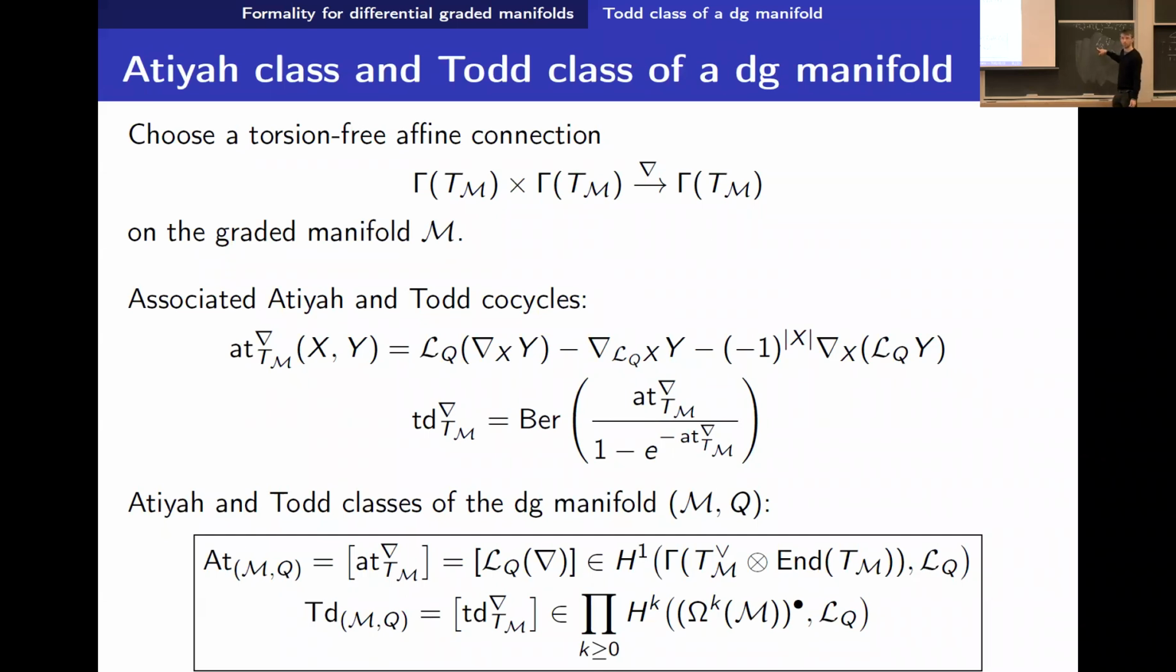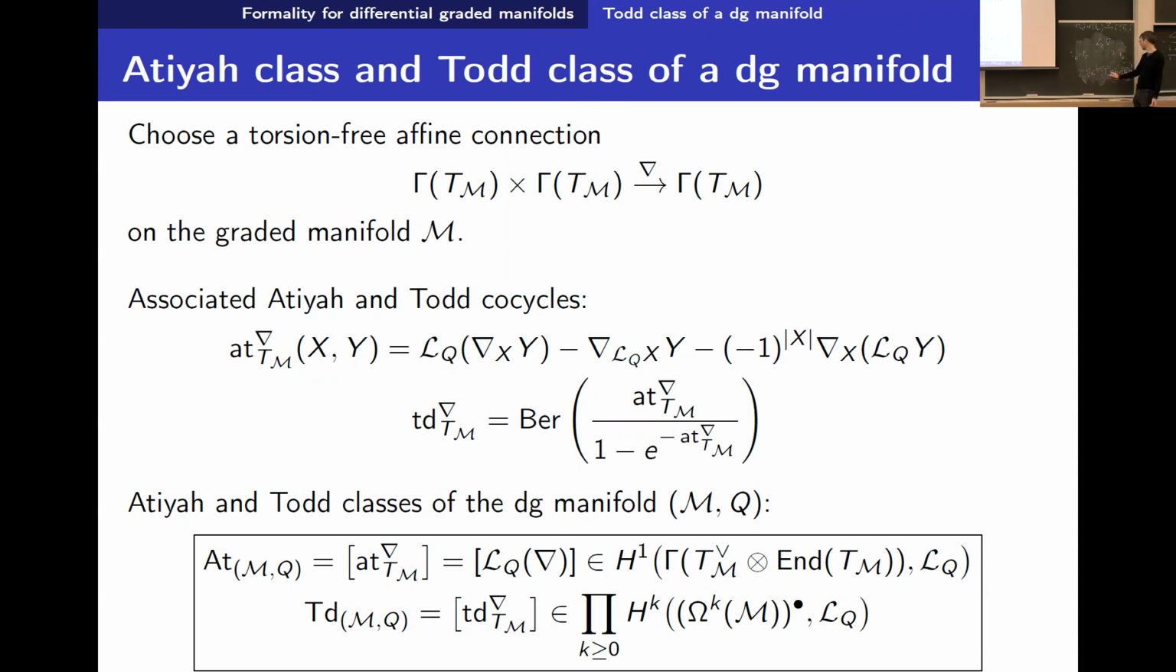It's easy to check that it is a bundle map, right? So it's actually a bundle map from TM tensor TM to TM. So you can also think of it as a section of TM dual tensor TM dual tensor TM, or a section of the dual of TM tensor the endomorphism of TM, right? And well, that guy, right?